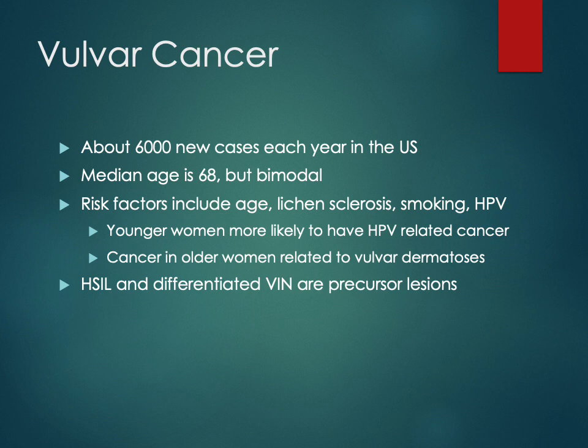So again, those precursor lesions like we mentioned, so the vulvar HSIL versus the differentiated VIN, are precursors for the two different types of vulvar cancers that we get. So younger women are more likely to have the HPV-related cancer. And cancer in older women is related to the vulvar dermatoses, just like the precursor lesions.